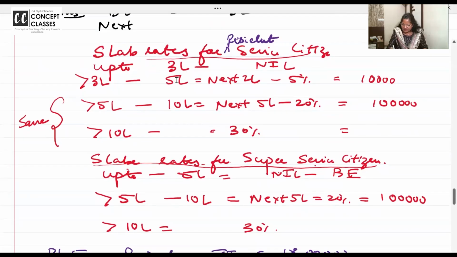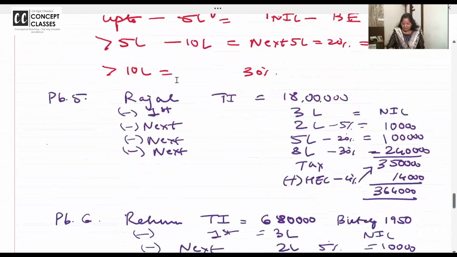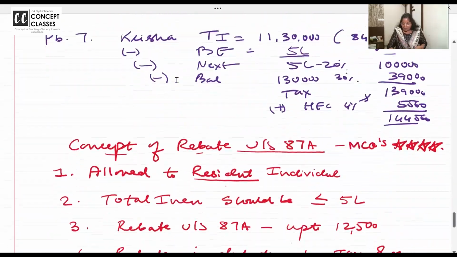Resident senior citizen will only get this additional benefit of 3 lakh. Resident senior citizen will only get the benefit of super senior citizen 5 lakh. Are you all with me? Yes, ma'am.